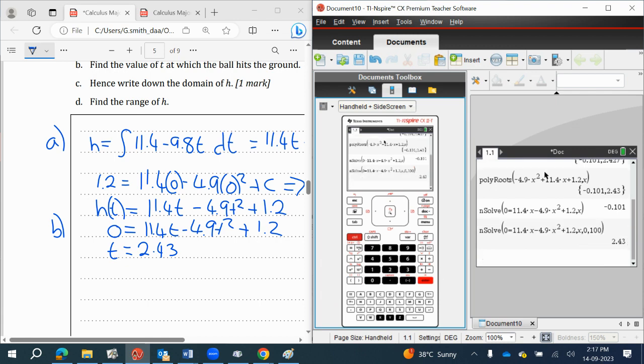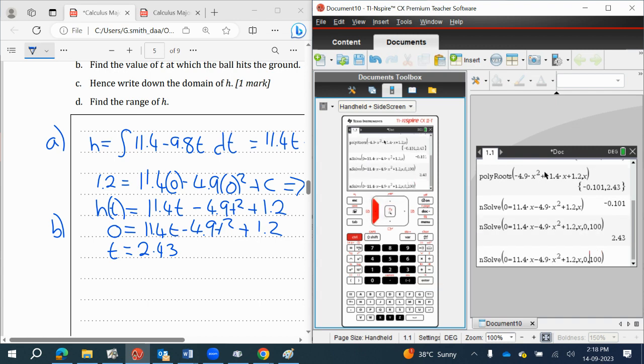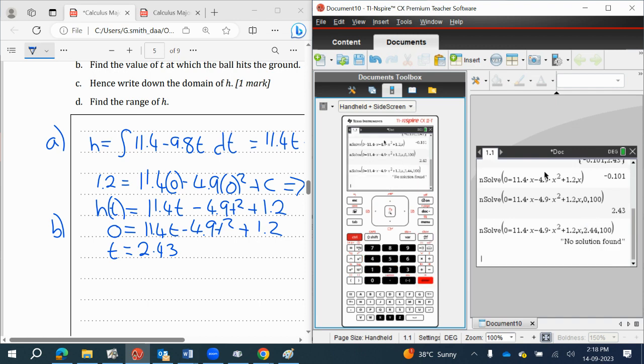If you keep doing this with NSolve, taking the previous answer as your lower bound, so our lower bound was at 2.43, so I'll just go 2.44, and I'll keep going to 100. When there are no more answers to be found, it gives you this message. So just keep taking your answer from NSolve, having it as your lower bound, having a larger upper bound. Just keep putting it in until you find all of the solutions that you need, depending on your question. Useful for trigonometric equation solving.